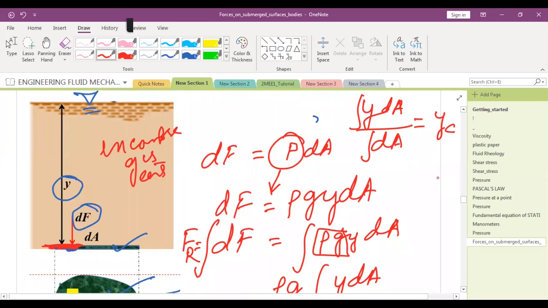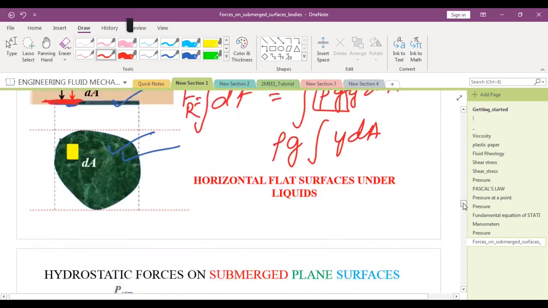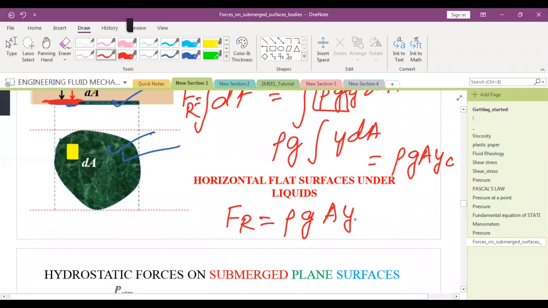Yc is a centroid, and the integral of dA is A. So I get the integral of y dA, which I can write as rho g A yc. So the resultant force on this plate is rho g A into yc, where yc is the centroid of this plate.